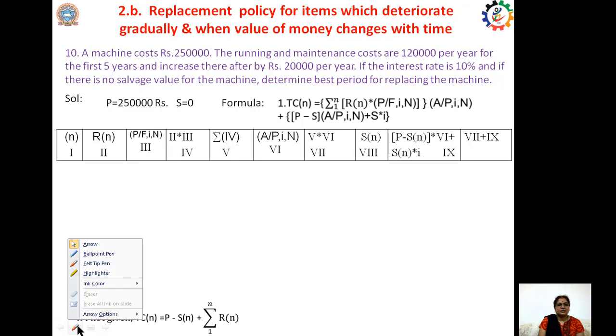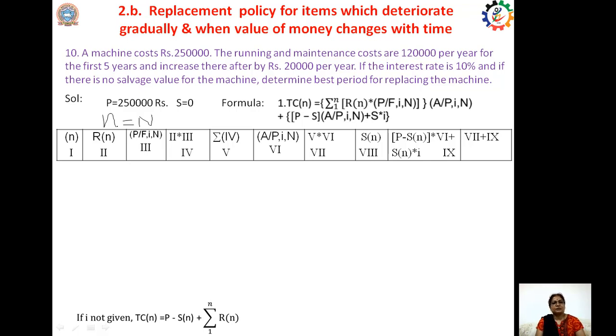We will just write here that small n is equal to capital N. I'm not used to this kind of writing, it is taking a bit of time. So small n is equal to capital N.